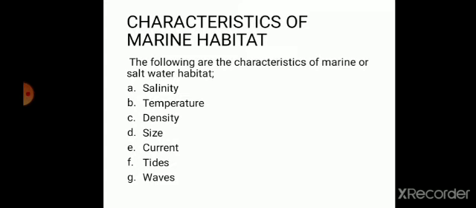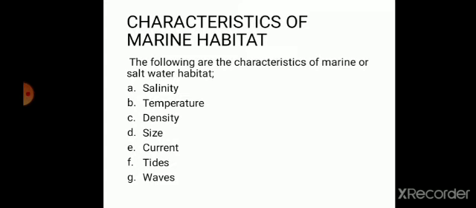We have another characteristic, which is density. Density is one of the characteristics of marine water habitats. The density of marine water is high, hence many organisms can float in it. So the density of marine habitat is very high compared to that of freshwater habitats.